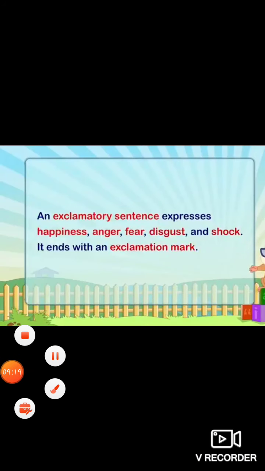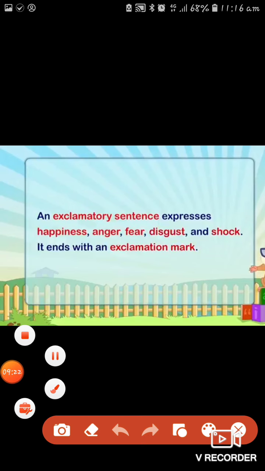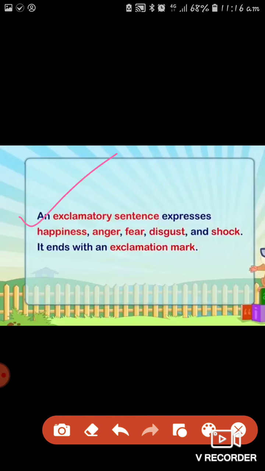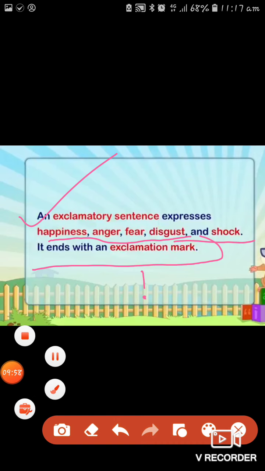Now children, this is the fourth type, that is an exclamatory sentence. Now an exclamatory sentence expresses happiness, anger, fear, disgust and shock. It ends with an exclamation mark. That is very easy to understand. Don't get mixed up over here. If the sentence is imperative, many a time it will also end with an exclamation mark, but it will be a short one where the subject will be absent. Whereas if it is an exclamatory sentence, the subject will be present.